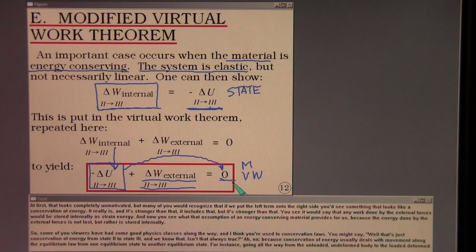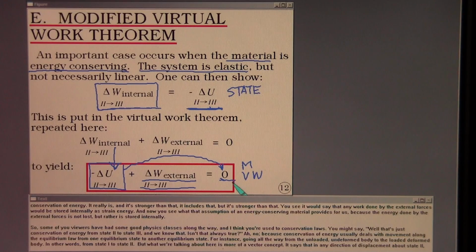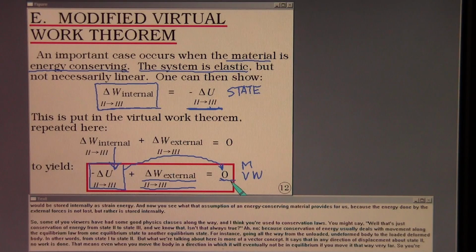So some of you viewers have had some good physics classes along the way, and I think you're used to conservation laws. You might say, well, that's just conservation of energy from state 2 to state 3, and we know that. Isn't that always true? No, because conservation of energy usually deals with movement along the equilibrium law from one equilibrium state to another equilibrium state. For instance, going all the way from the unloaded undeformed body to the loaded deformed body. In other words, from state 1 to state 2.